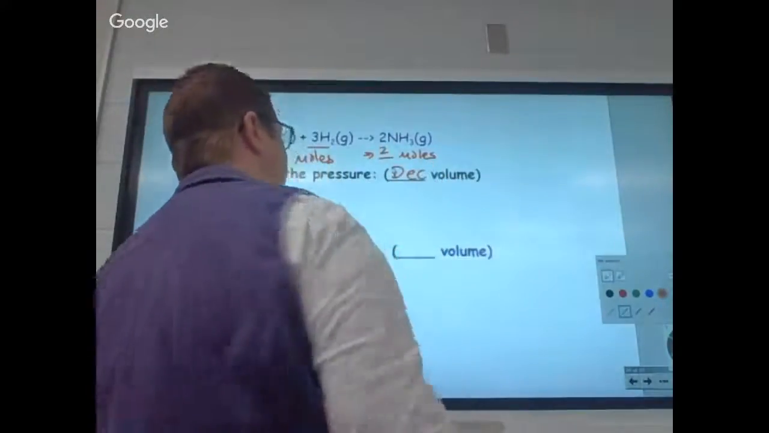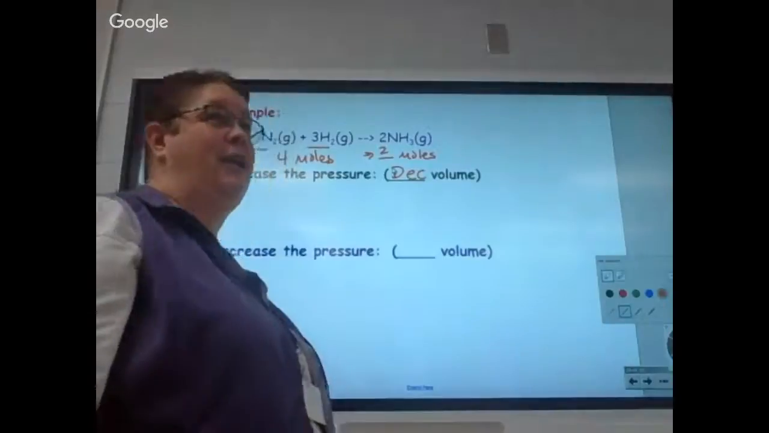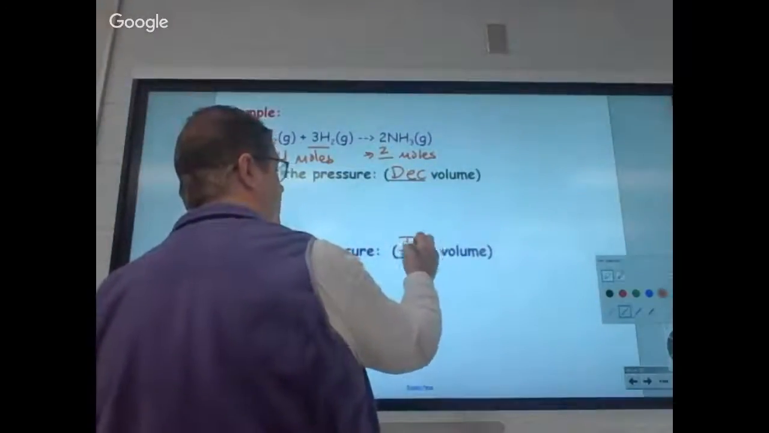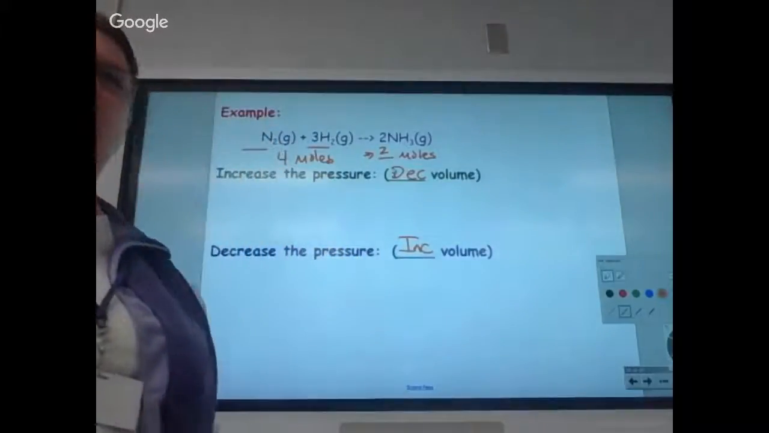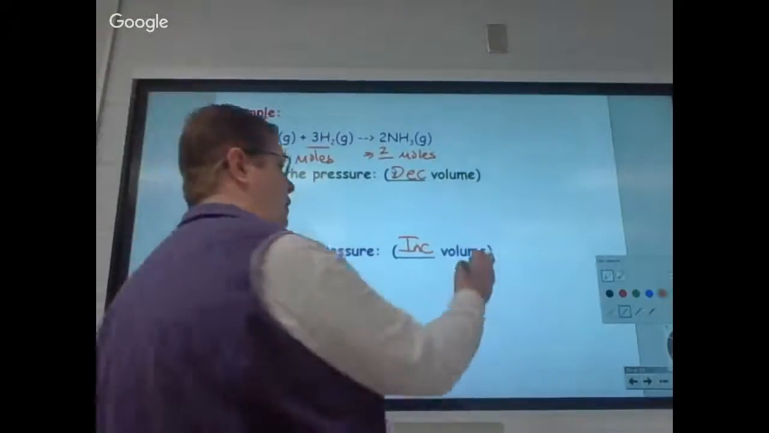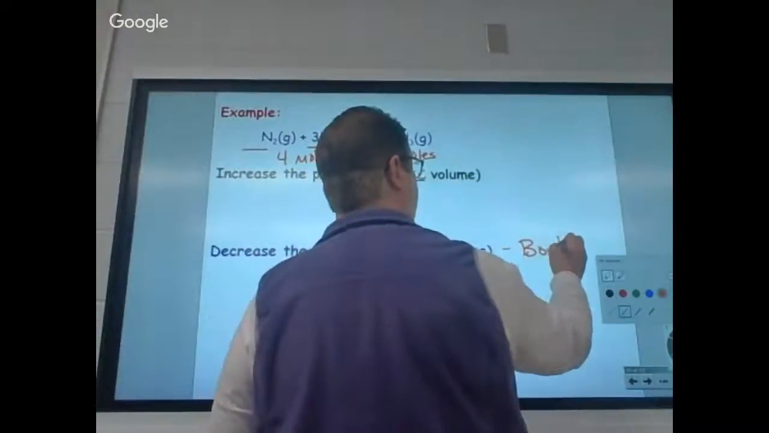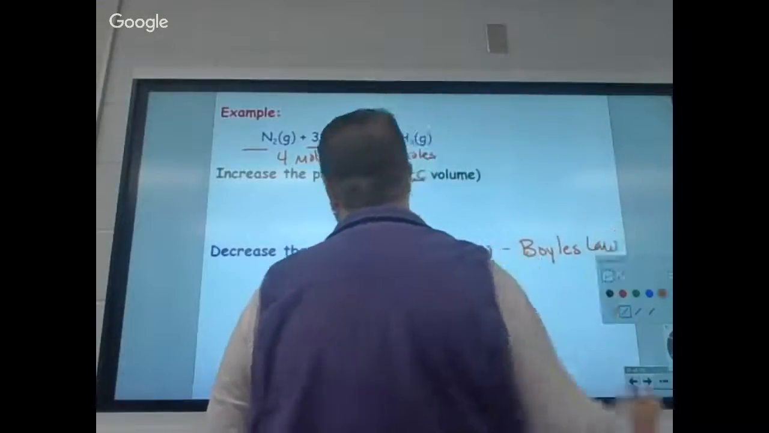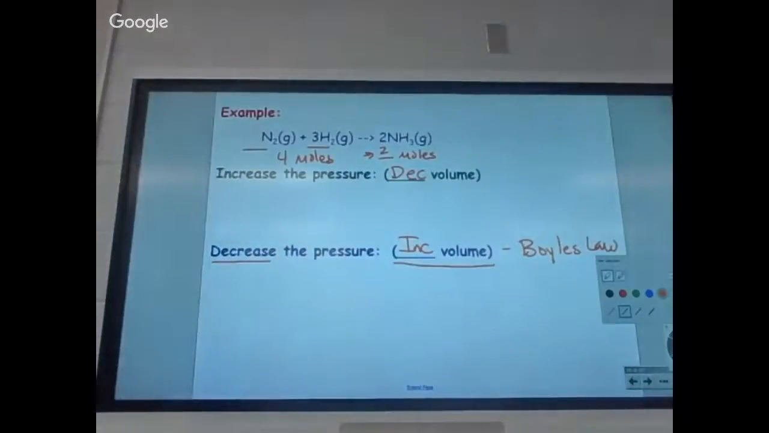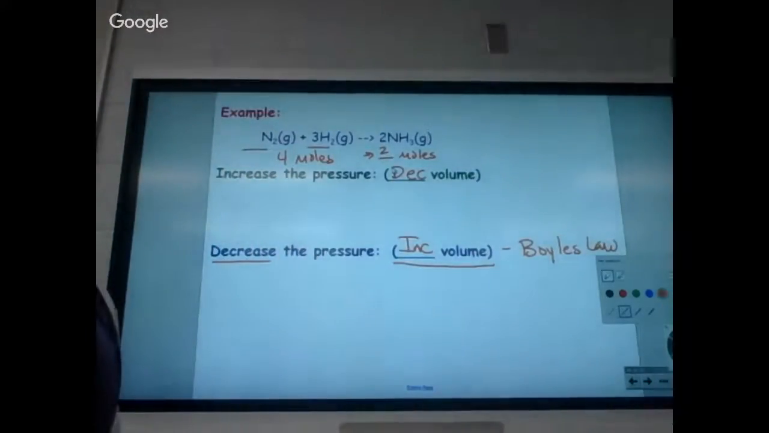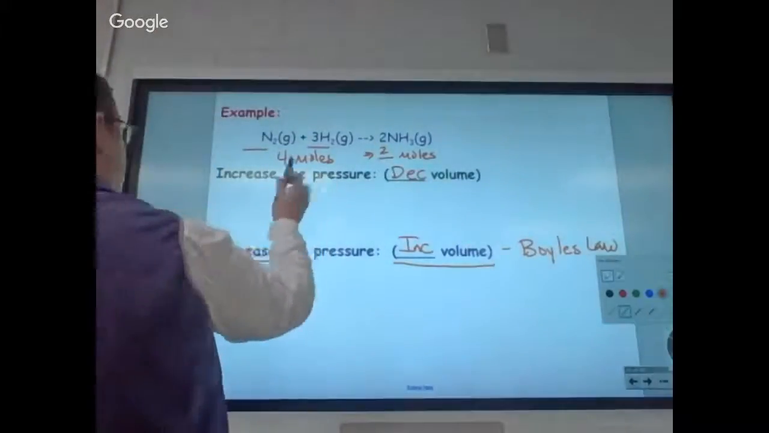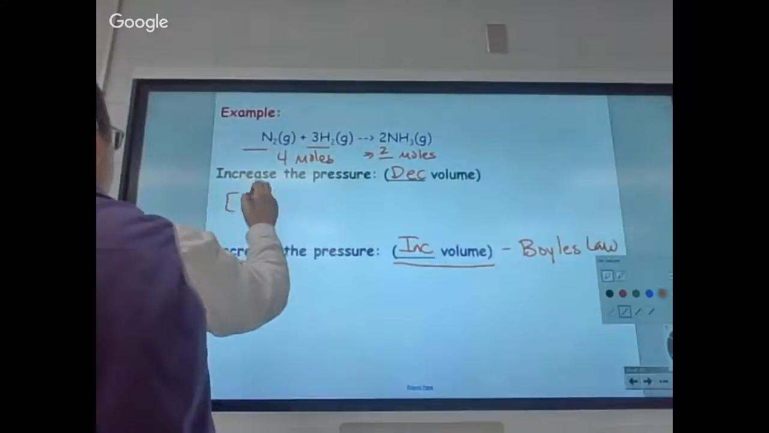All right. And another way to decrease the pressure besides saying, what can I do to volume? You can increase the volume. Means the same thing. Okay. It's just another way to change pressure without actually saying pressure. It's Boyle's law. What's the relationship? Decrease, increase. Inversely. Okay, so let's say that I increase pressure here. What happens to the concentration of ammonia?